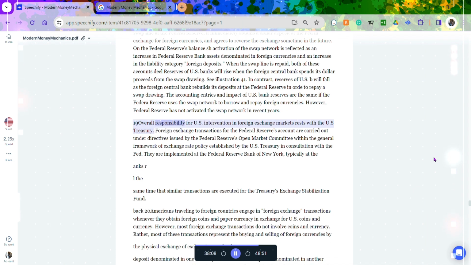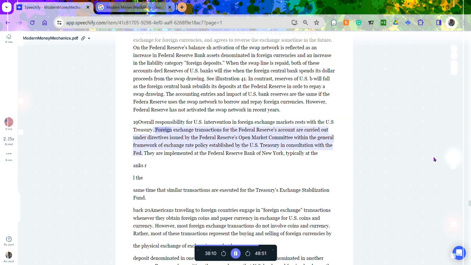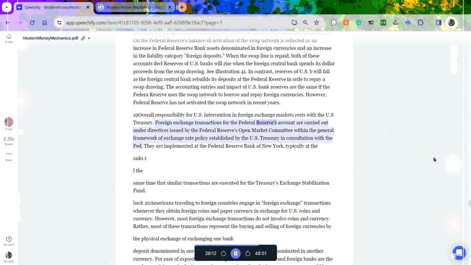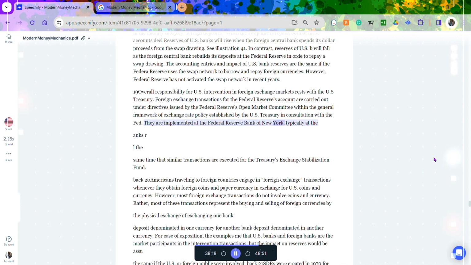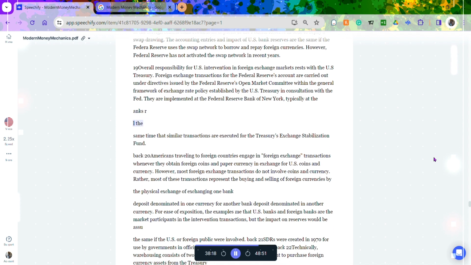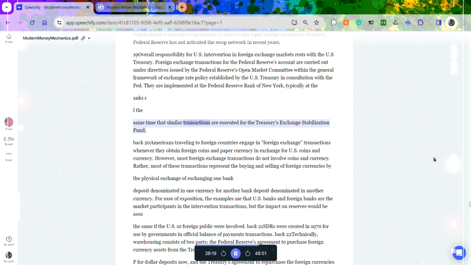19. Overall responsibility for U.S. intervention in foreign exchange markets rests with the U.S. Treasury. Foreign exchange transactions for the Federal Reserve's account are carried out under directives issued by the Federal Reserve's Open Market Committee within the general framework of exchange rate policy established by the U.S. Treasury in consultation with the Fed. They are implemented at the Federal Reserve Bank of New York, typically at the same time that similar transactions are executed for the Treasury's Exchange Stabilization Fund.